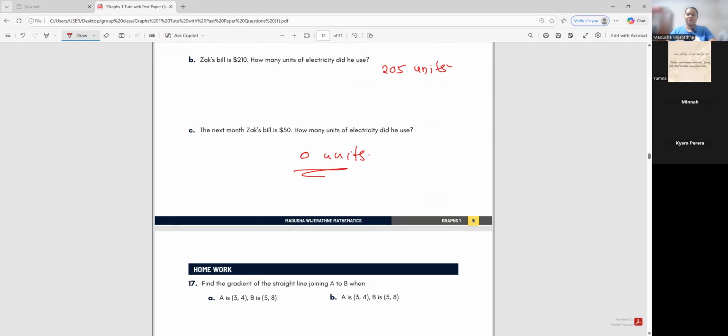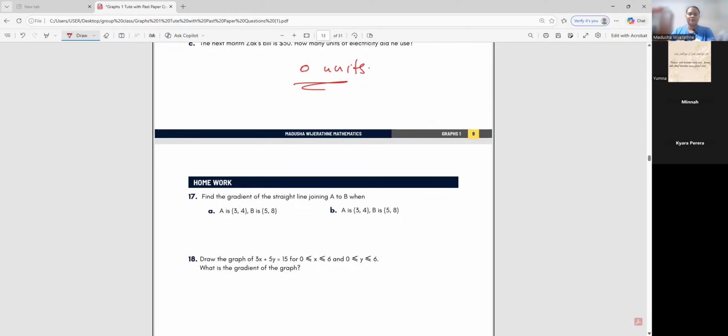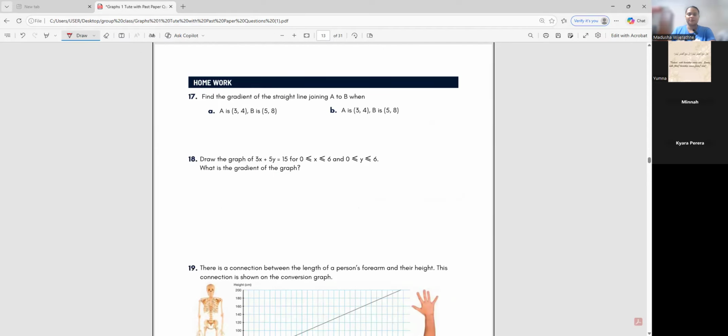Then from 17 onwards, you can do as homework. So using our formula, find the gradient. Then draw the graph. For this, find the intercepts. When y equals 0, what is the x coordinate? And find the y coordinate when x is equal to 0 and draw the graph, not using the table, because this is not in the form y equals mx plus c.